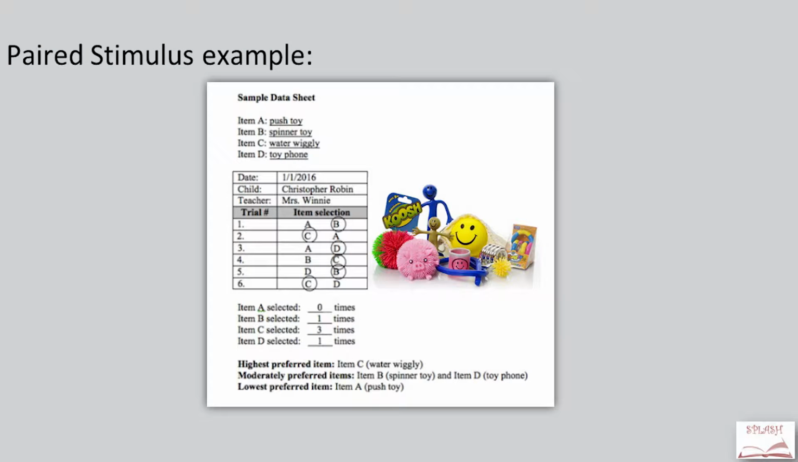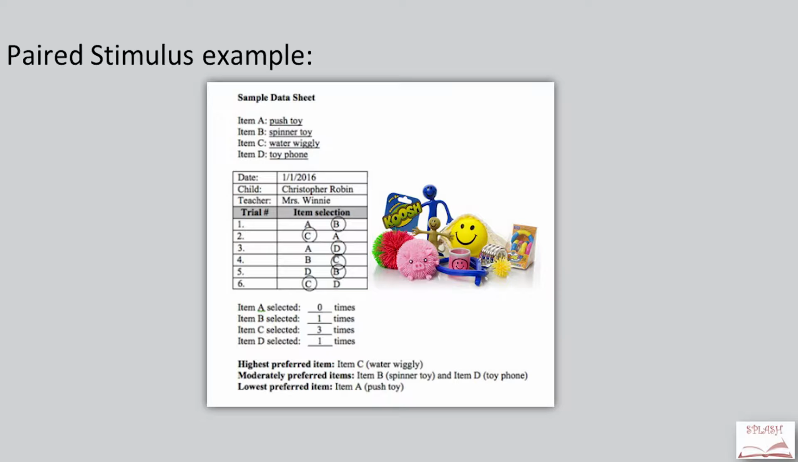Paired stimulus example. Take a moment to look at this slide. This is another example of a preference assessment data sheet. In this example, the teacher identifies 4 likely preferred items and labels them A, B, C, and D. Next, the teacher uses the data sheet to place 2 items next to one another.